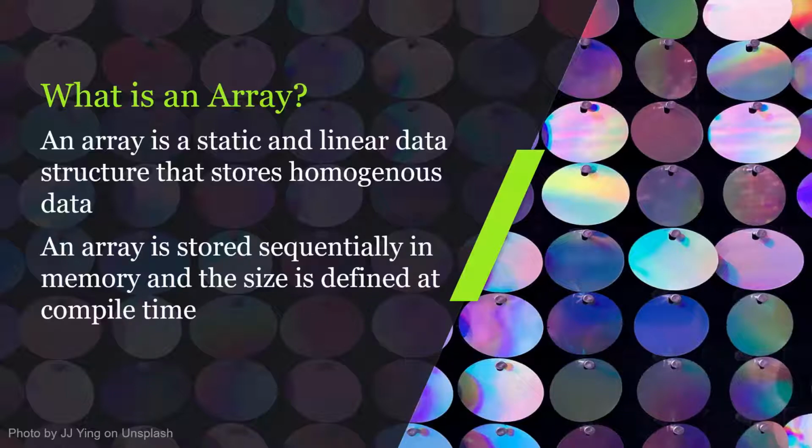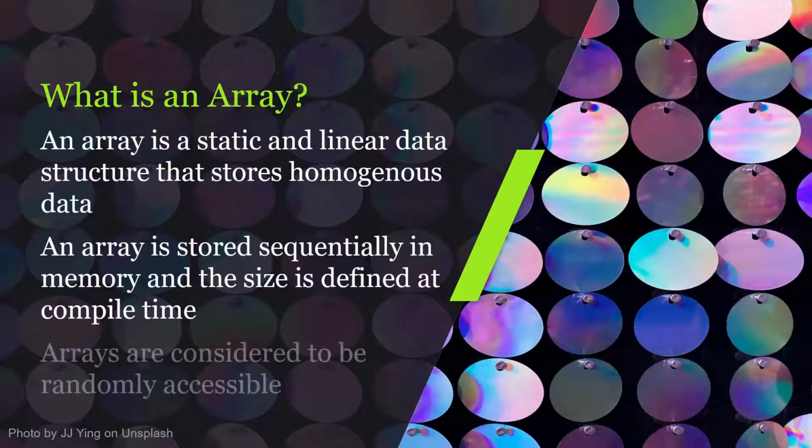Now with all this together and knowing that the data that we store is homogeneous, it's all one data type, we get the property that arrays are randomly accessible, meaning I don't have to start at the beginning of the data and work my way through to find what I want. I can just hop to the location that the data is. So if I want to go to the 7th element of the array, I can just go directly there. And that's why we consider arrays to be randomly accessible.